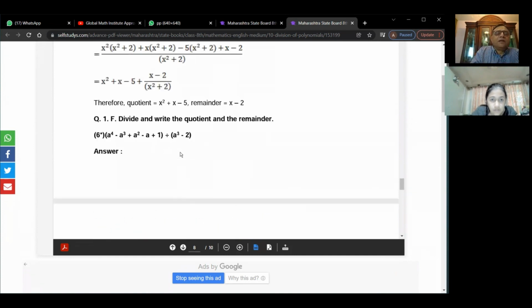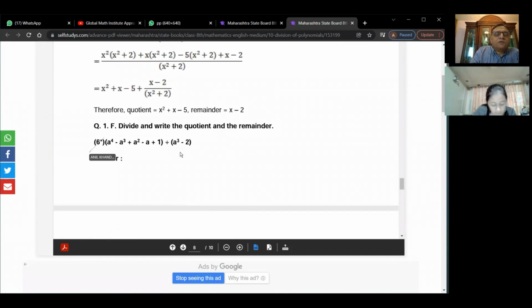So let's do it, okay? So I'm cutting this 6. It is the 6th sum in my textbook. I see, okay. So we have to divide a to the power of all this. So can you help me?